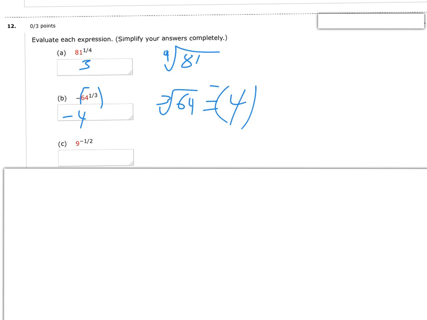Now, part C is a little bit different here because we have a negative exponent. So negative exponents move it down to the bottom, so it'll be 1 over 9 to the 1/2. So you see there the difference between a negative number and a negative exponent. And so that would be 1 over, it's actually the square root of 9, so that'll be 1 over 3.